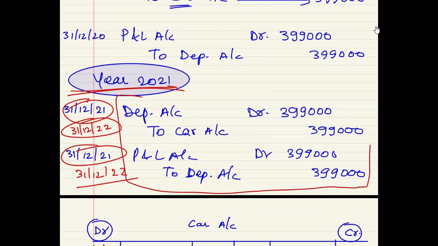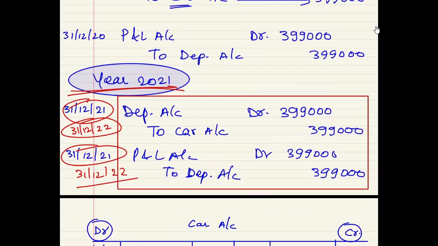Depreciation account debit to car account: first the depreciation charge, and then transfer of expense to the P&L account, that is P&L account debit to the depreciation account. So the same entry will be repeated how many times? One time it is done already. This will be repeated 9 times because I need to charge 10 years.